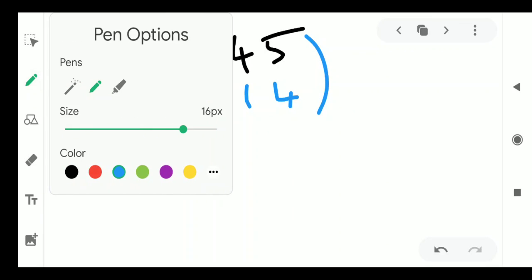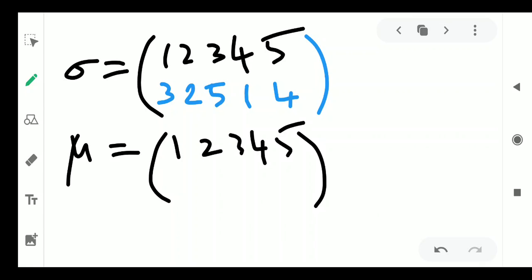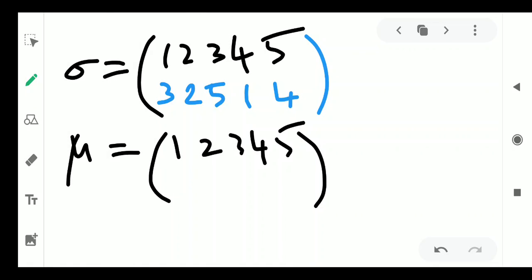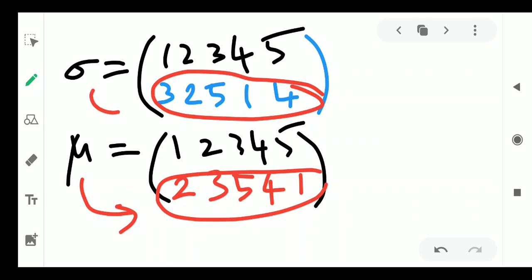Now let us take another permutation. Mu is equal to, in the first row, 1, 2, 3, 4, 5 itself. In the second row, let me take it like this: 1 goes to say 2, 2 goes to 3, 3 goes to 5 itself, suppose 4 goes to 4, and 5 goes to 1. So this is the thing. Now the images are here below. These are the images for mu, and these are the images for sigma.